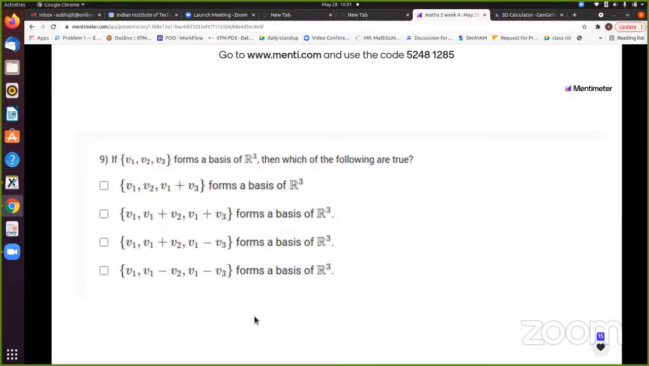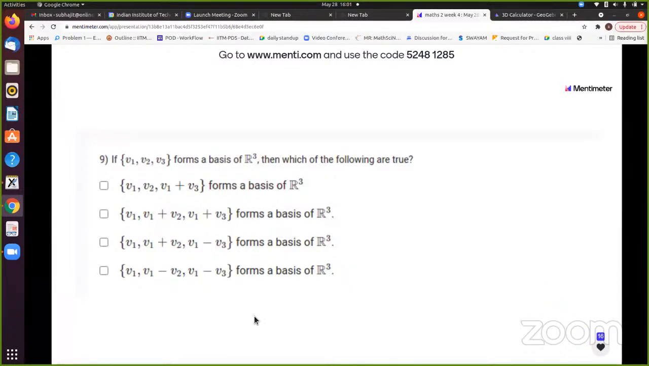From the discussion and how I solved it, if you arrange the given V1, V2, V3 in row form, and all the vectors given in the options, if you put them in a matrix form and perform row operations, you will get the form given in the question.